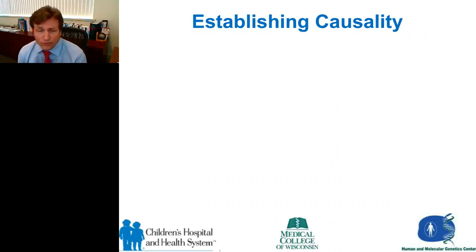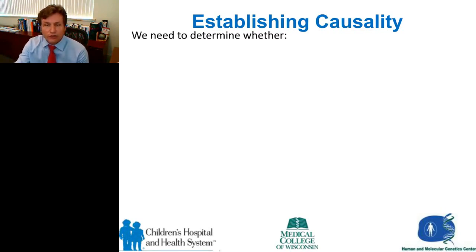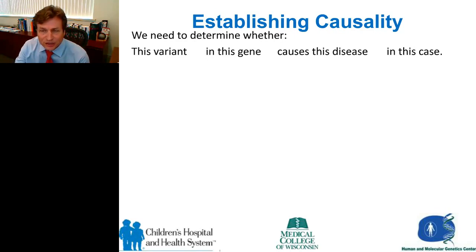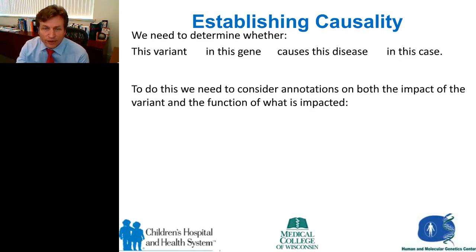So one of the big issues, of course, is establishing causality. How do you establish causality? This is obviously a big challenge, and unlike in a research project, we're trying to do the following. We need to determine whether this variant in this gene causes this disease in this case. That's the fundamental piece around this. And can you develop the data around that your team and the clinicians believe, and that we're going to change how we practice medicine with? That's a pretty big issue that most people are facing.